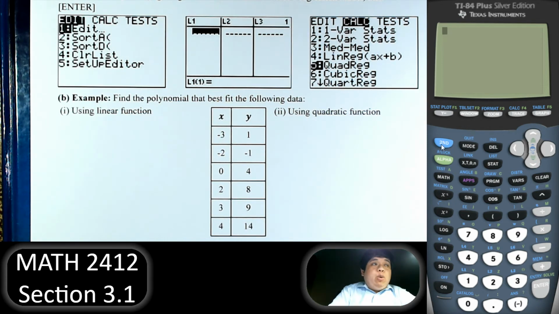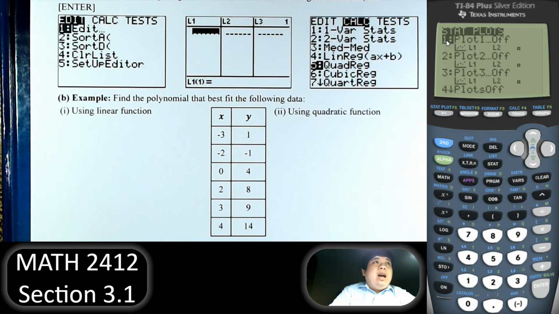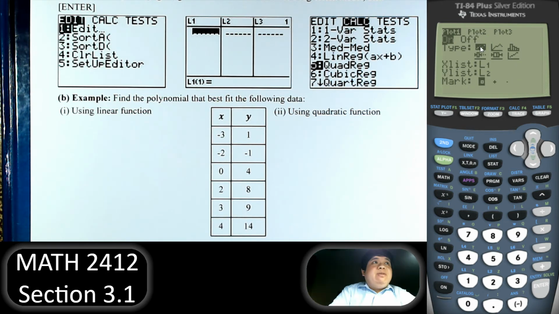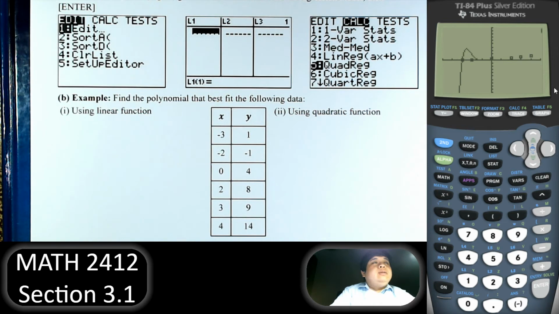Now to plot, we have to turn on the stat plot. Second, stat plot. Highlight the 1, hit enter, and turn it on. Just leave the first one, so we have the plot type as points. X is from list 1, Y from list 2. So that's good there. Just hit enter and then hit graph.